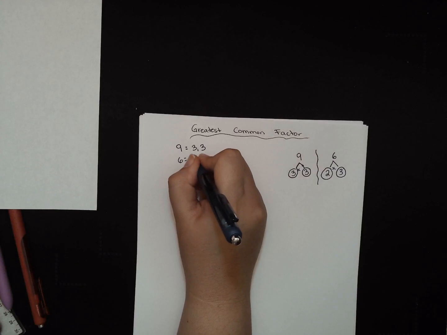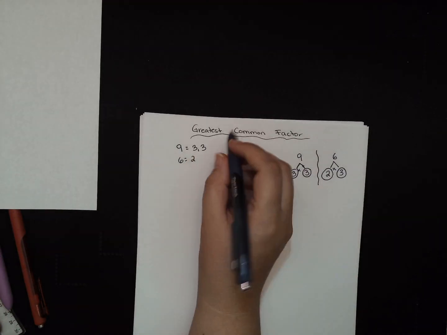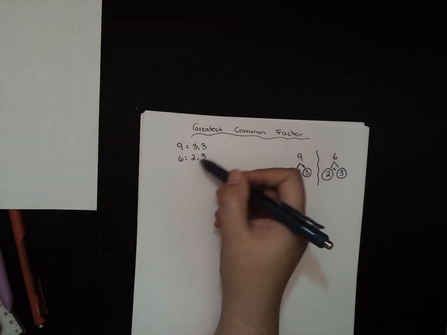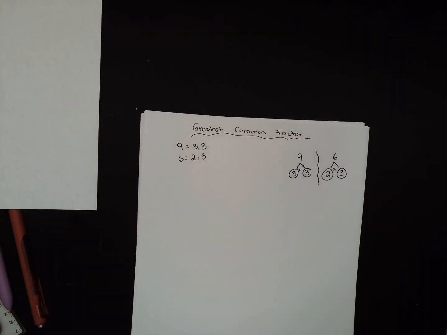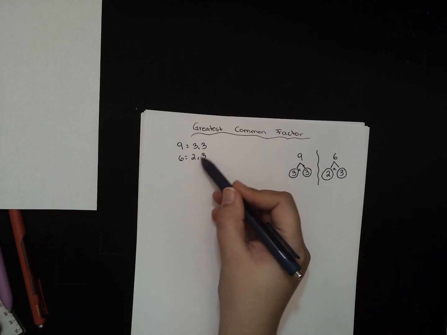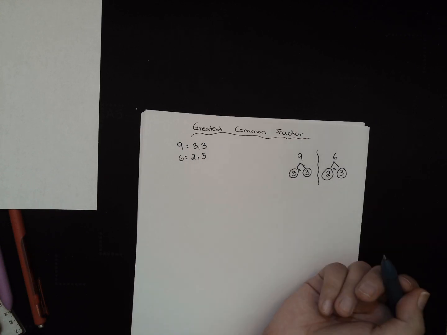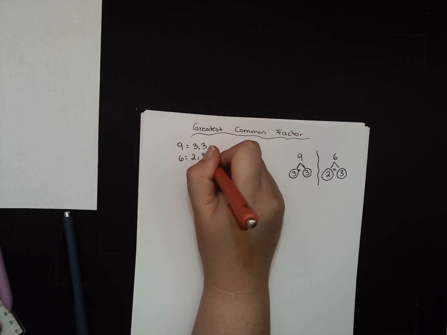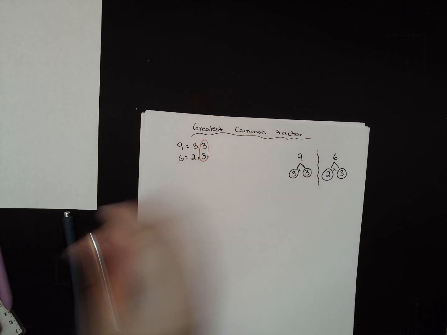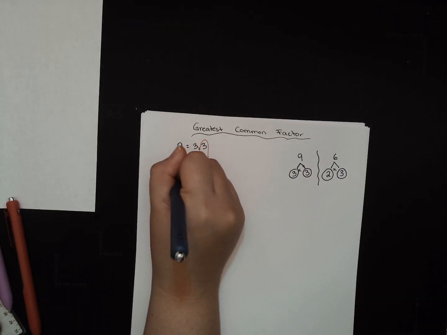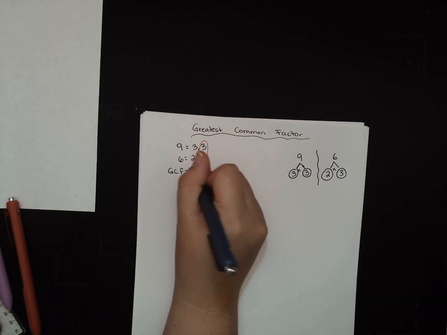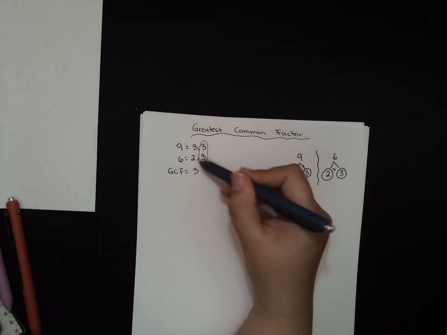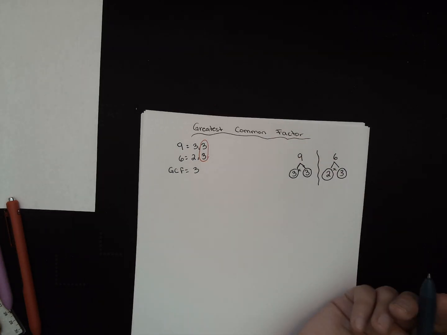So now I have 2. Notice that I'm putting this from smallest to greatest. And I have 3. These are my factors. Now, I need to find out what they have in common. What factors do they have in common? I have 3. So I'm going to circle this. That means my greatest common factor is 3. That means that's the biggest number, that's the greatest. They have it in common, and these are factors. So my greatest common factor is 3.